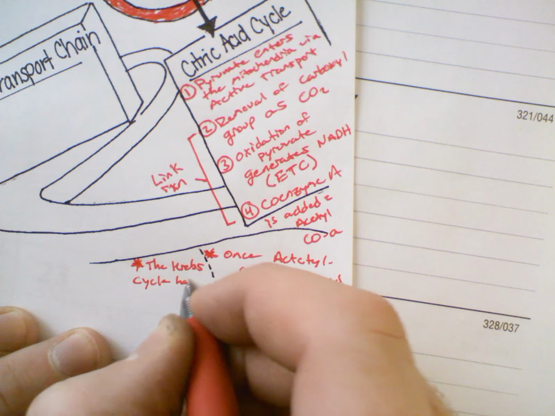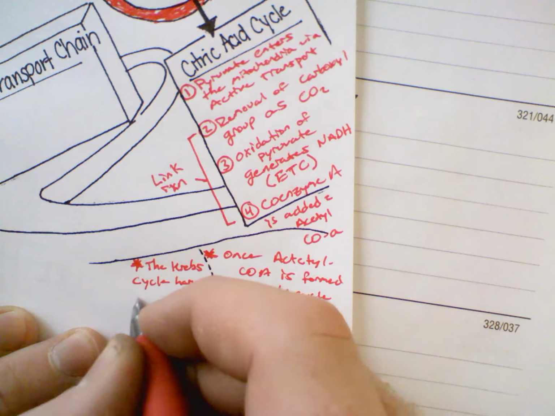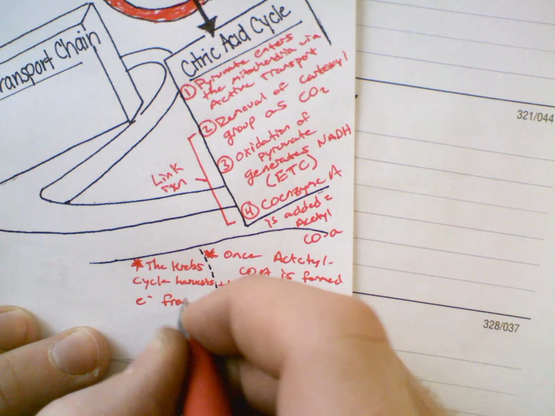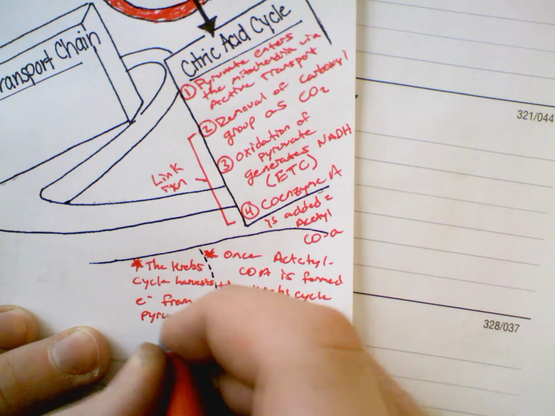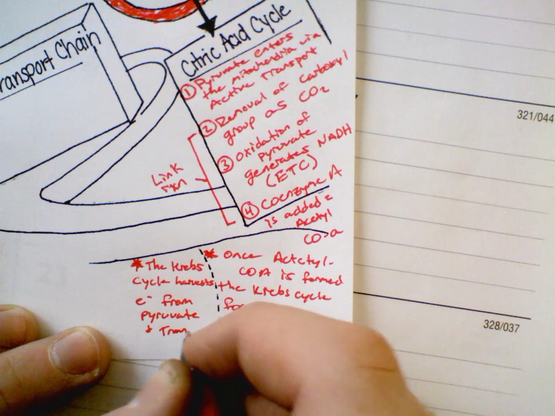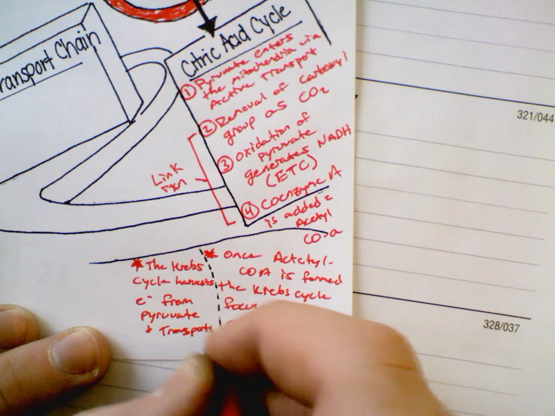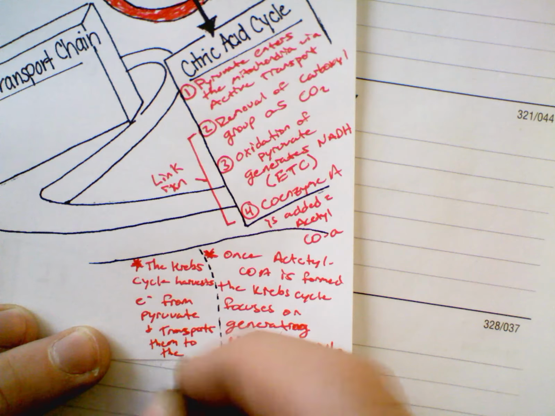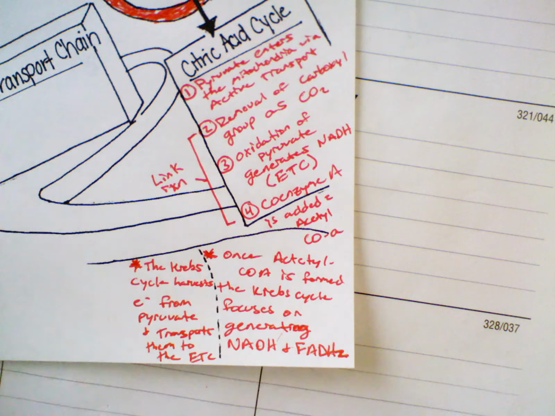The Krebs cycle harvests. E minus stands for electrons. So it harvests electrons from pyruvate and transports them to the ETC. That is the primary function of the Krebs cycle. We're harvesting electrons and moving them to the electron transport chain, which is where we are headed next.